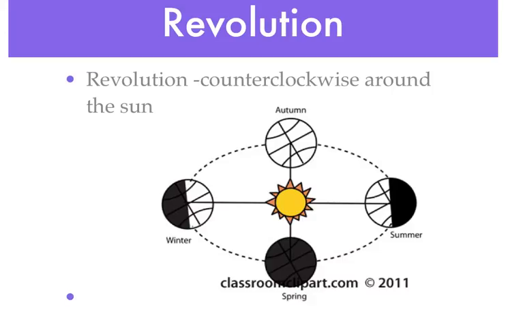Revolution is an important part. I said earlier in the video that if we didn't have revolution, we wouldn't have seasons, or we wouldn't have a change in the seasons. So we experience the 4 seasons because Earth revolves counterclockwise around the sun. And because of that and our tilt, we are able to experience summer, fall, winter, and spring.